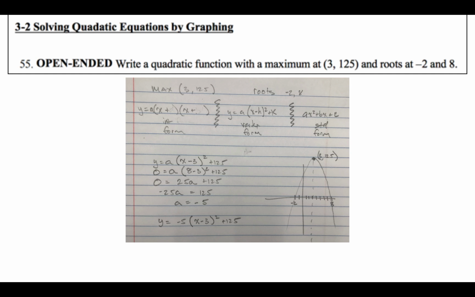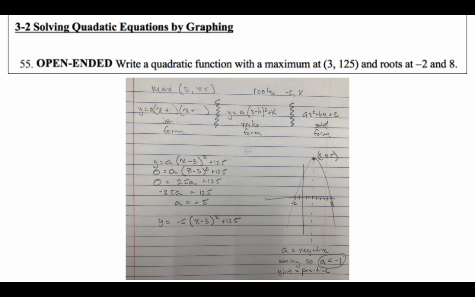I noticed the a value has to be negative because it's concave down. It could be thought of as a narrow parabola, so the a value has to be less than -1. And the y-intercept has to be positive here. I can consider any of these attributes when looking for ways students can either access the mathematics or make sense of the relationships within quadratics. I might also use x-intercepts instead of roots, depending on where we're at in the unit.